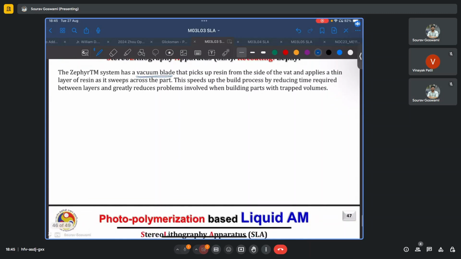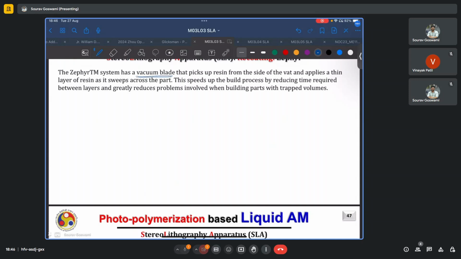This will speed up the build process time because now you no longer need to deep dip, then come up again with excess material, wait for it to stabilize, take away the excess material with the doctor's blade, go down, wait to stabilize again, have the Z wait period, and then start printing the next layer. You just deposit a thin curtain layer of necessary thickness.